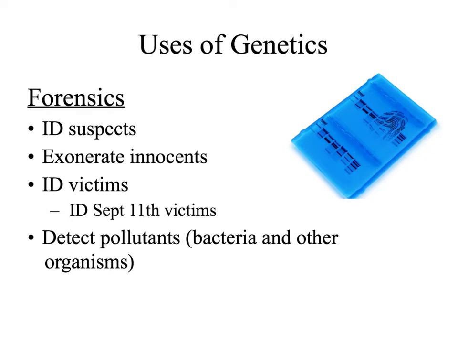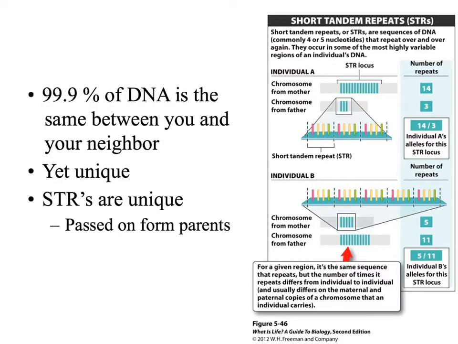In forensics, DNA evidence is often in the form of a DNA fingerprint. We can use this to identify suspects, exonerate innocents, ID victims in situations where bodies are unrecognizable, and even detect pollutants such as bacteria or other organisms in waterways or soil.